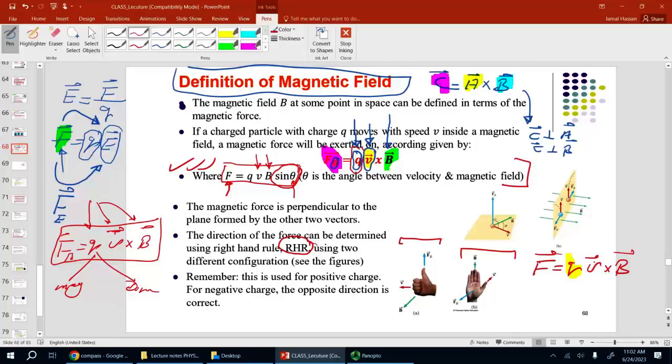In order to use the right-hand rule, there are different ways to do it. One way is you put your fingers on the velocity vector, and you try to curl or spin your fingers toward B. Your thumb should give the direction of the force if Q is positive. If Q is negative, you simply say the direction is opposite. So let's take a few examples. Let's take this example.